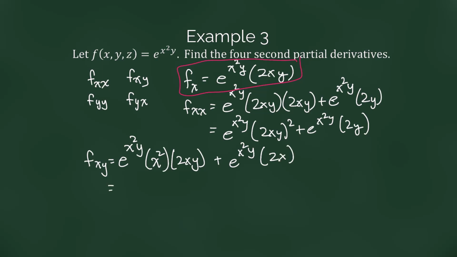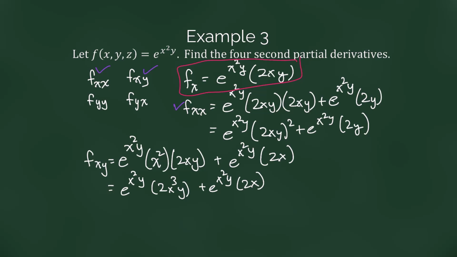And we can tidy that up a little bit if we want. We'll get e to the x squared y times 2x cubed y plus e to the x squared y times 2x. And if you wanted to factor out an e to the x squared y, you could. I'm going to stop there. So we've got 2 of our 4 done. We have f sub xx and f sub xy done.